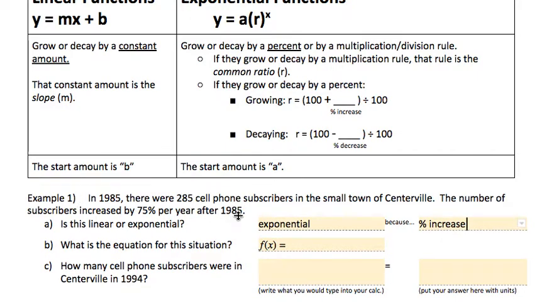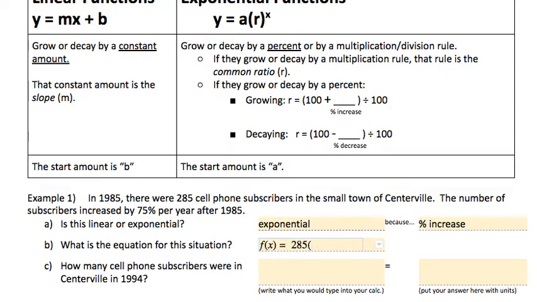So there are a lot of numbers here, but a lot of them are the years, so don't get distracted by that. It says in 1985 there were 285 cell phone subscribers. That sounds like my start amount. So I'm going to come in here and type 285, and then I need my growth rate.